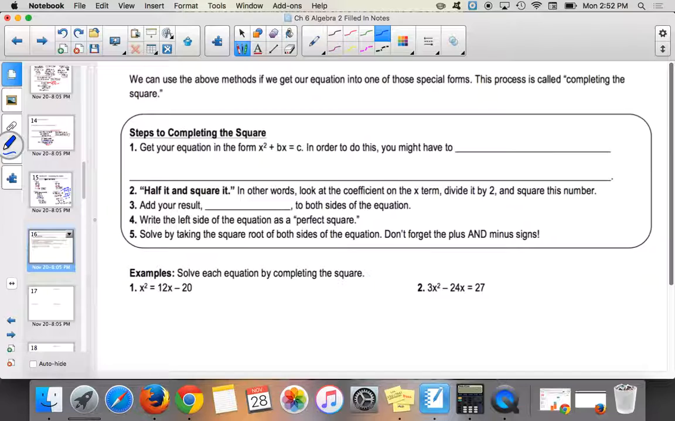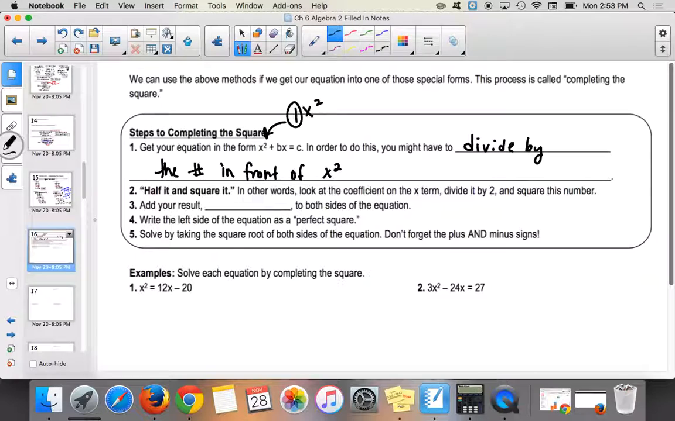Get your equation in the form x squared plus bx equals c. In order to do this, you might have to divide by the number in front of x squared. Basically, this is a 1x squared. We need a 1 in the front. So that's where we might have fractions. So divide by the number in front of x squared.